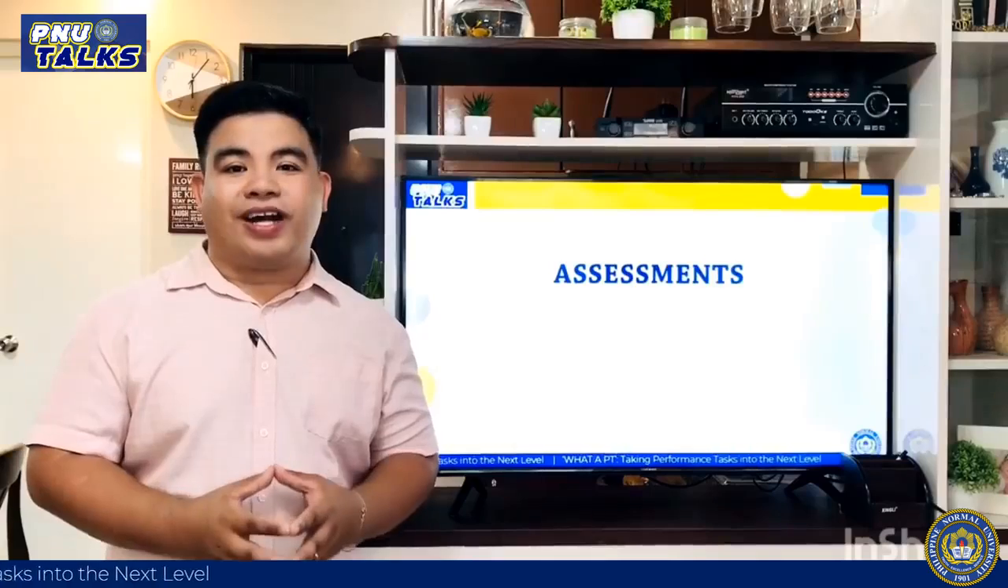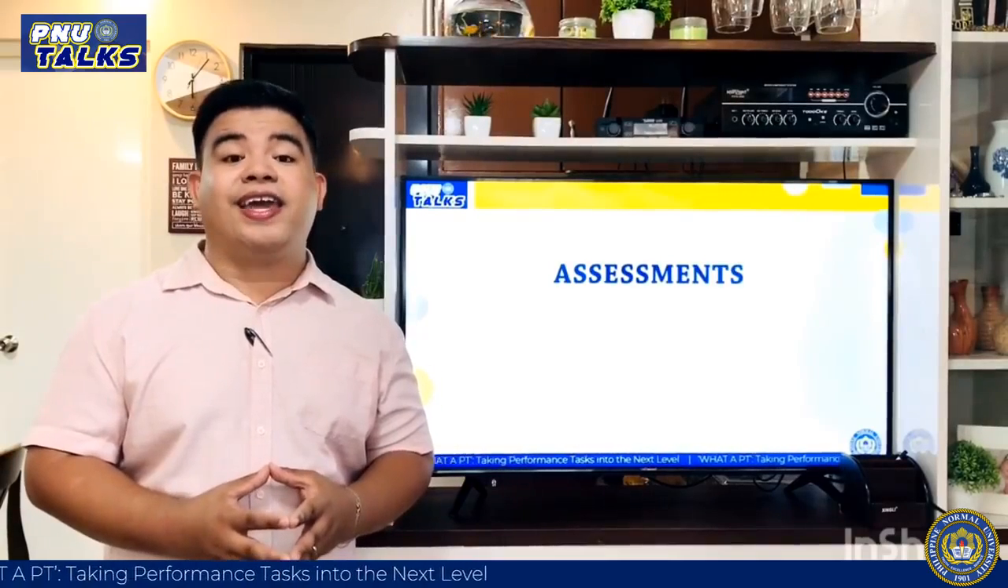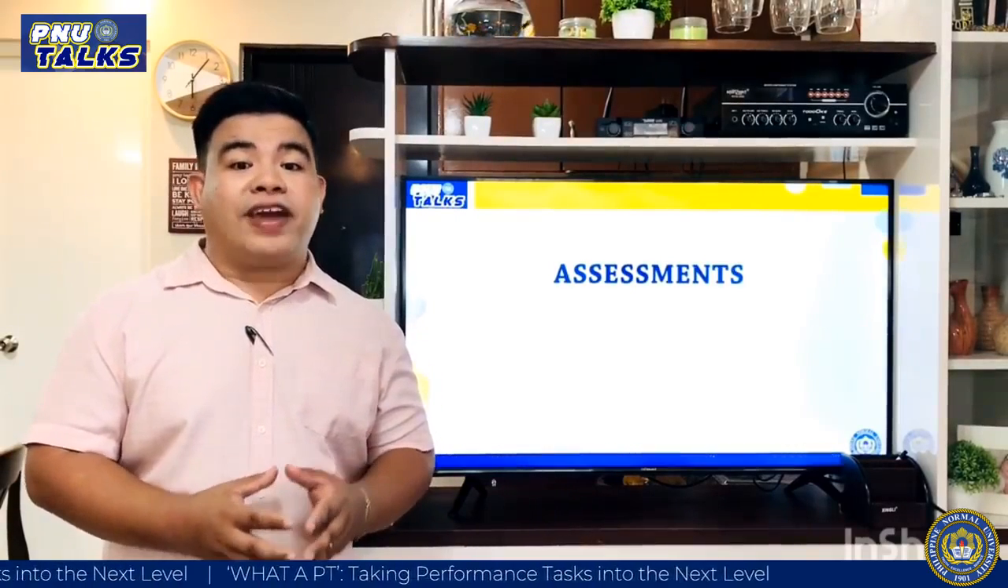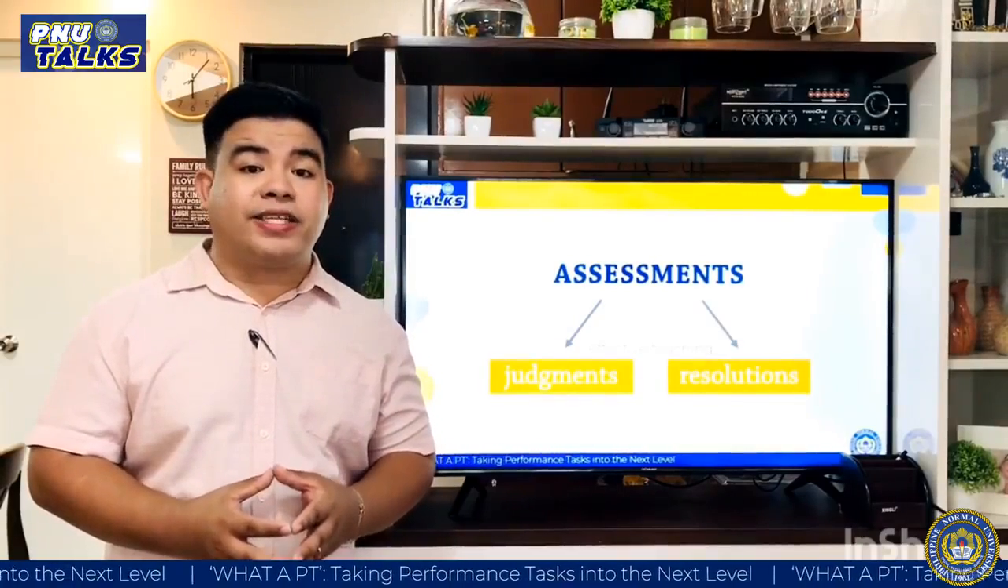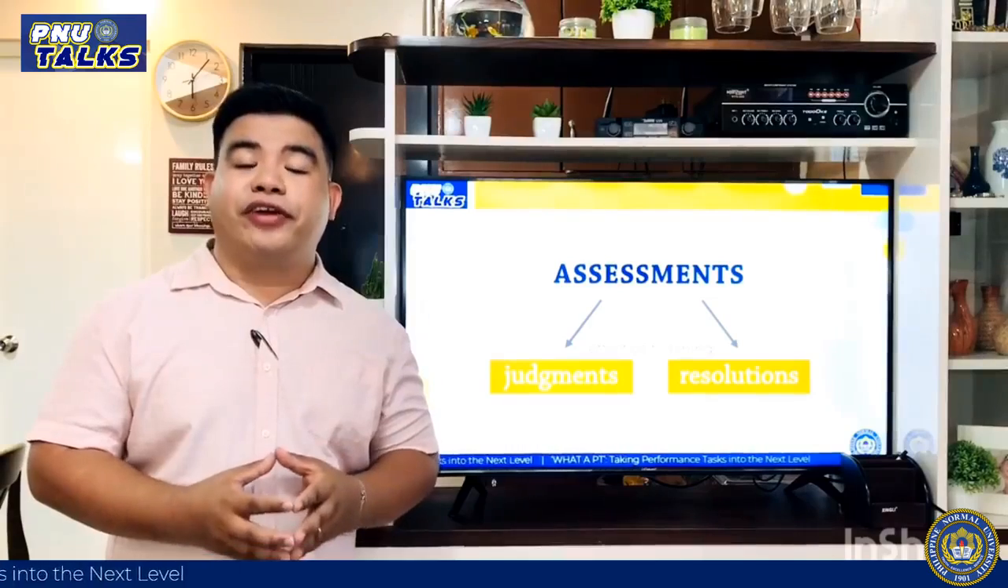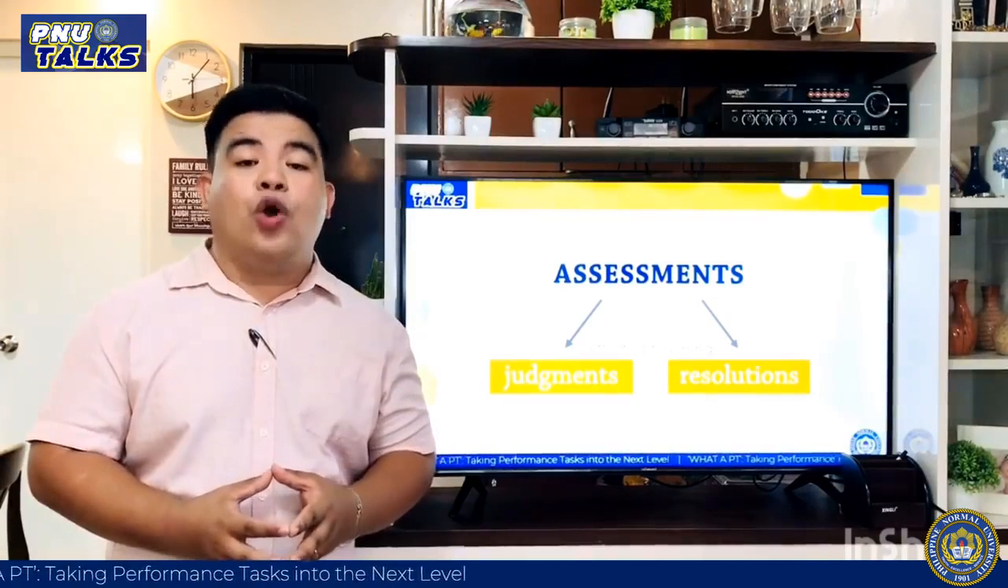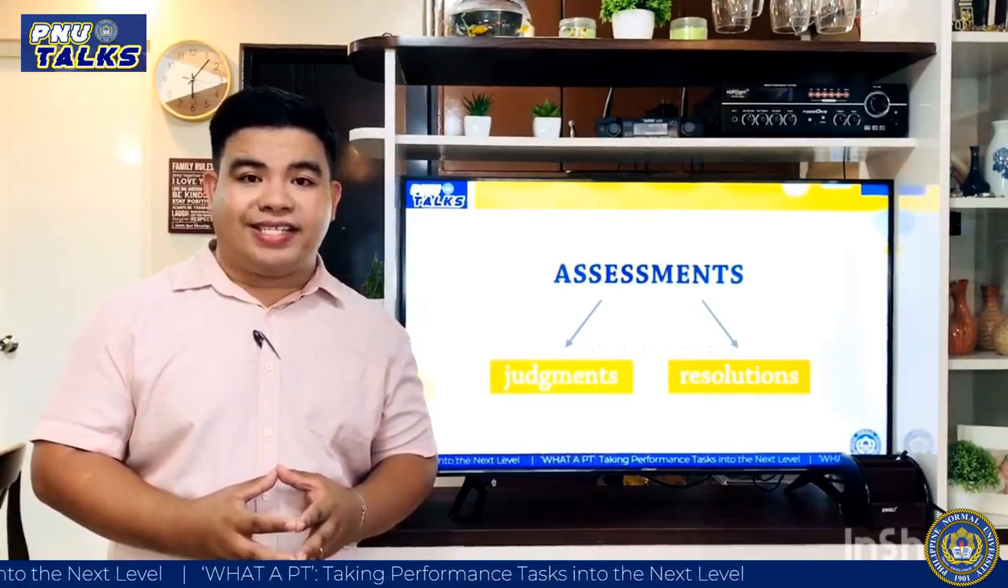Classroom assessment practices are deemed critical in any educational process. For effective teaching, judgments and resolutions are based on the capacity of teachers to understand their learners and to align actions with accurate and appropriate assessments.